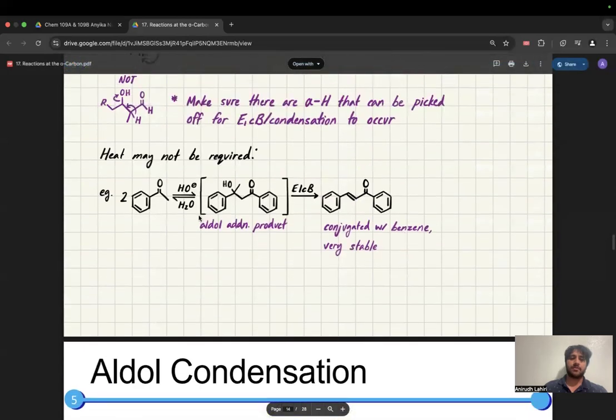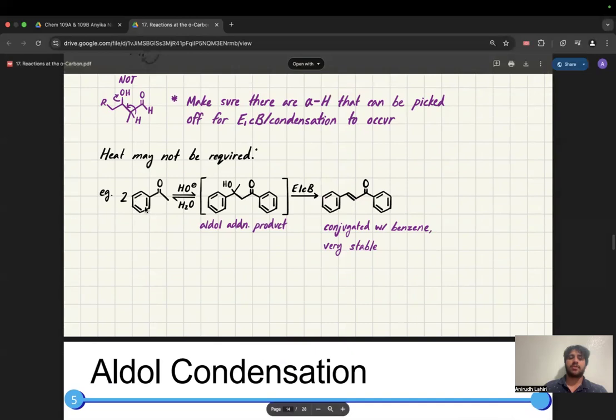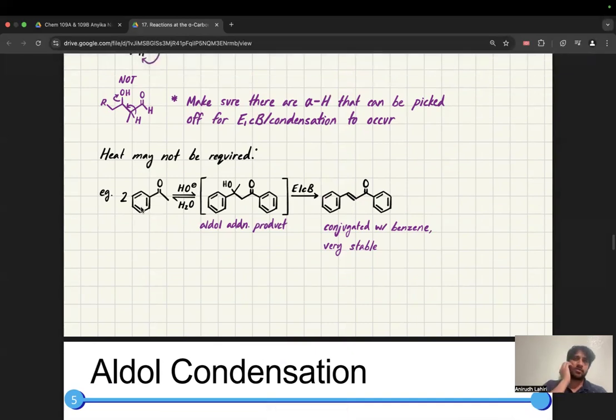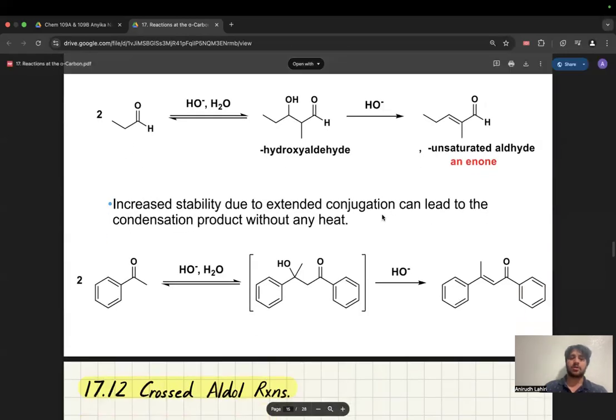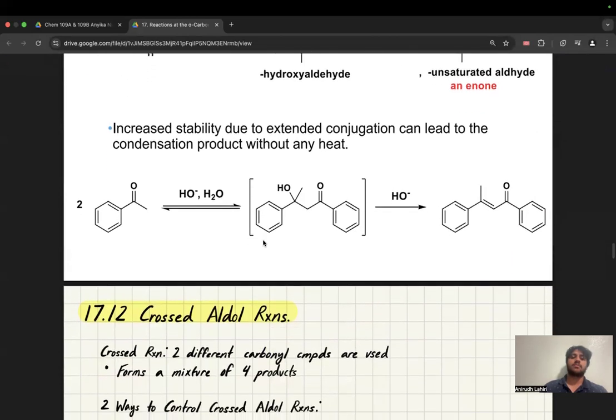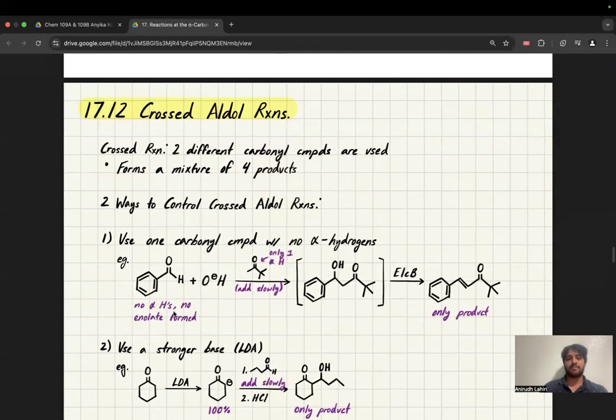Okay. And then for this, heat is not required when you have a conjugated system, right? So whenever you have something aromatic, whenever you have something benzoic, allylic, the increased stability due to the extended conjugation can lead to the condensation reaction without any heat, right? So again, resonance and aromaticity, benzoic, allylic, saving the day.